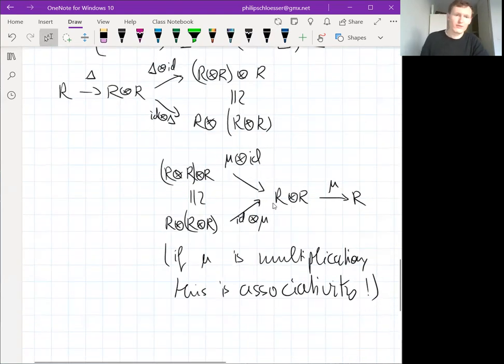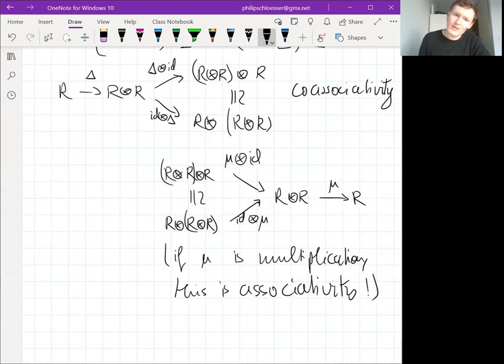And well, in that vein, because this diagram here has all of the arrows reversed, we call this the co-associativity of delta, and yes, we indeed call delta the co-multiplication.